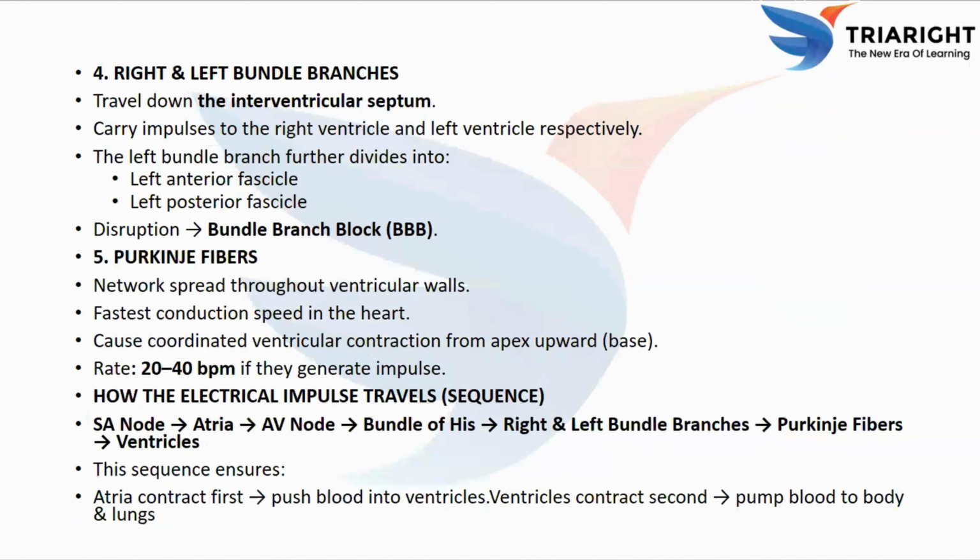And then coming to the right and left bundle branches. So what are the right and left bundle branches? The impulse travels through these branches, the right branch and the left branch. They travel down through the intraventricular septum. So what is the function? These branches carry the electrical impulses from the bundle of His down to each ventricle.